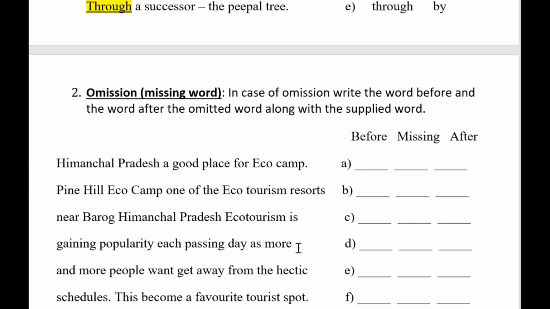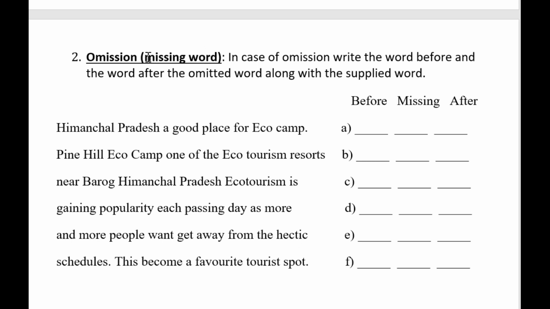Moving to the omission exercise. Omission means something is missing, the missing word. In case of omission, write the word before and after the omitted word along with the supplied word. So now you can see for yourself there are 3 columns instead of 2. Why so? Because a word will be missing. So here we have the column for word missing and you have to write a word before and after. Okay, let's read. Himachal Pradesh, a good place for eco camp. I have got the problem. Have you?